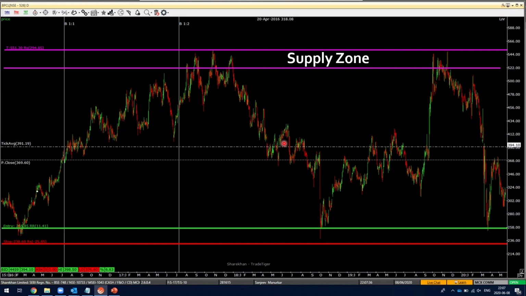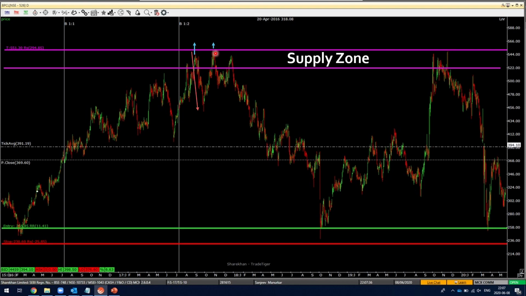So what do we call this zone? We call this zone a supply zone or the resistance zone. Now we will try to analyze how the movement has been impacted every time the stock has hit this particular supply zone. We see that this is the first time it hit the supply zone, and the result was that it dipped by at least 100 rupees in its stock price. And then again you see that it has gone up, but that's not the concern here.